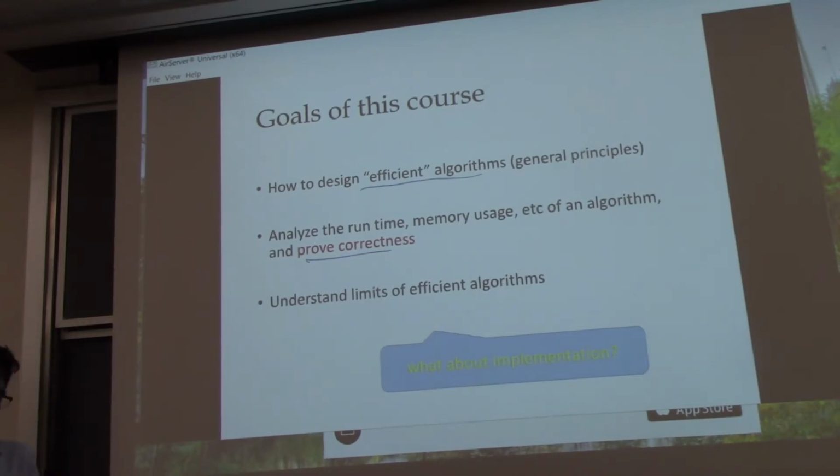Alright, and the final thing that we'll look at is, we'll try to understand the limits of efficient algorithms. Okay, so there are some problems, as we will see, for which you cannot hope to have very efficient algorithms. So given some particular problem, let's say you have some problem that arises in some application, we'd like to understand how efficiently can I hope to solve this problem. Okay, so that's the other kind of question that we will ask in this class.